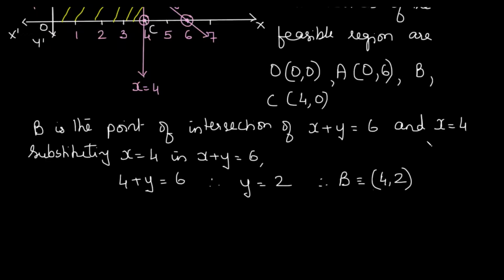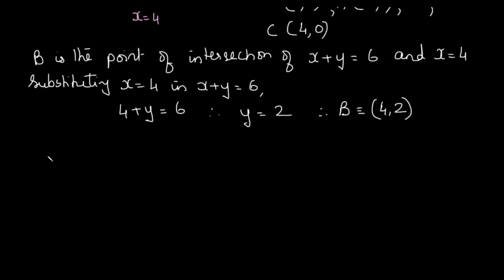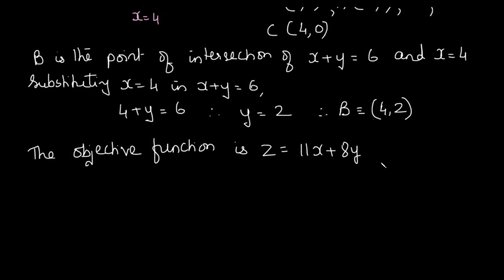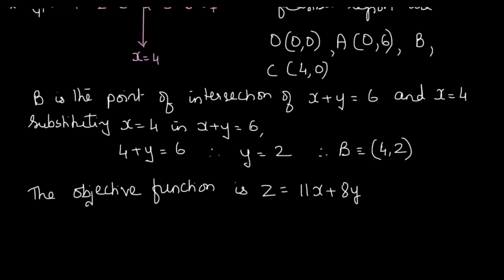Now, the objective function in this case, according to the question, is z is equal to 11x plus 8y. This is our objective function. And therefore, we put x and y as each of the corner points. Starting from O, we put x and y as each of these corner points and find out the values of z at each of these corner points.